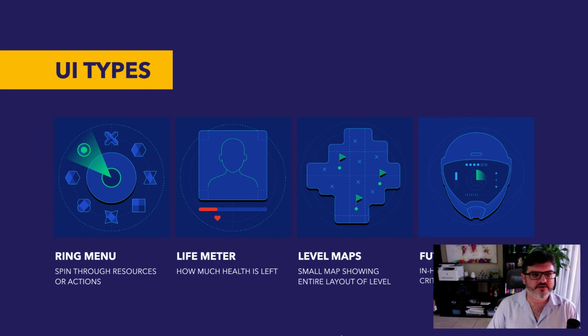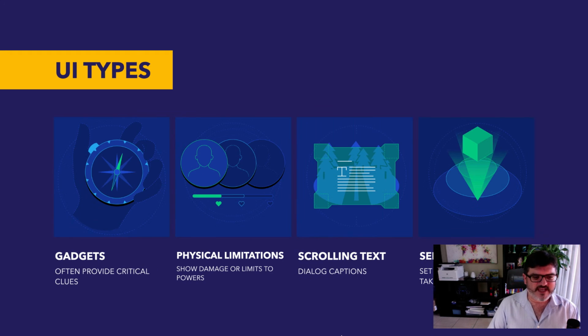There's all different kinds of UI types. There's ring menus where you can flip around and choose something. Life meters everyone's familiar with. Usually inset maps that show you where things are on a level. There's futuristic overlays like the in-helmet style, like Iron Man. There's sometimes gadgets. There's sometimes physical limitations, often similar to a health bar, but maybe it's your stamina going down or some other limitation. Scrolling text, selection auras, right? Where an area is highlighted.